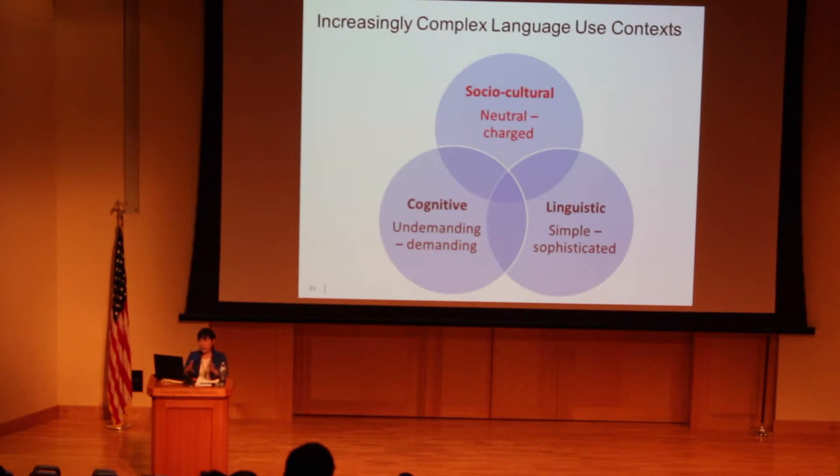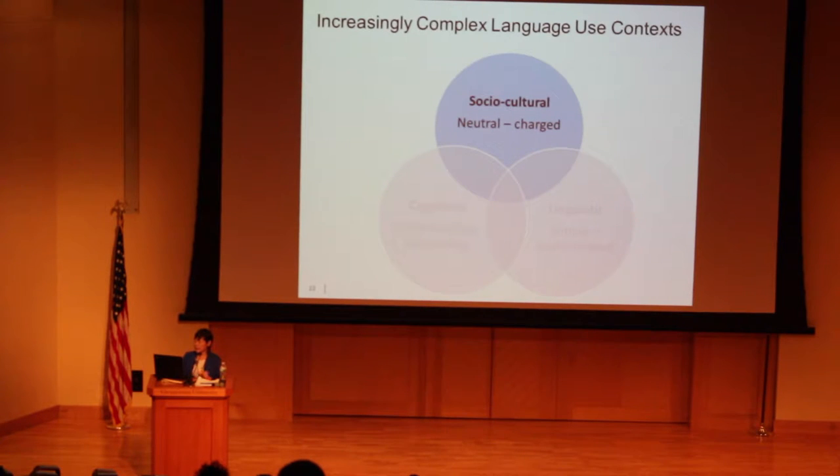So if we think about learning progression, really these increasingly more complex language use contexts, in the mainstream literature, we talk about the cognitive and linguistic demands of language use tasks a lot. And recently, researchers such as Roever and Taguchi have proposed this sociocultural dimension of task complexity. And I'm going to start there.